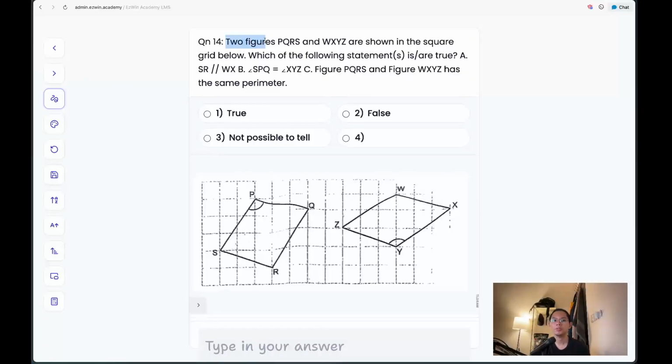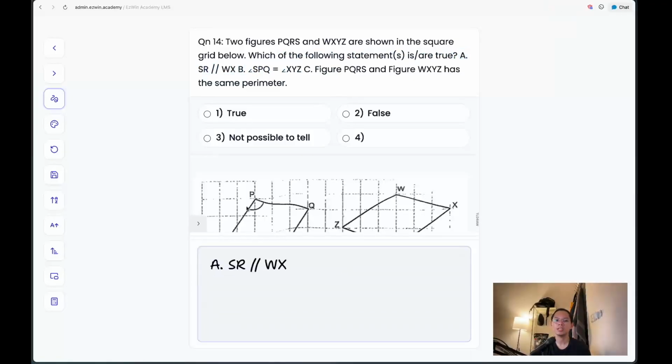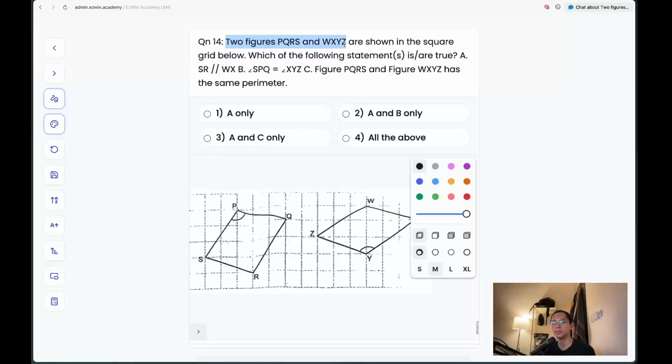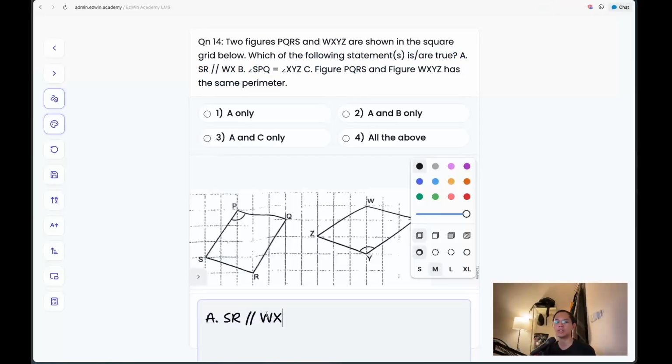Question 14. Two figures PQRS and WXYZ are shown in the square grid below. Which of the following statements is or are true? So we have A. Let me just put the statements inside the working so it's easier to see. A is SR is parallel to WX.